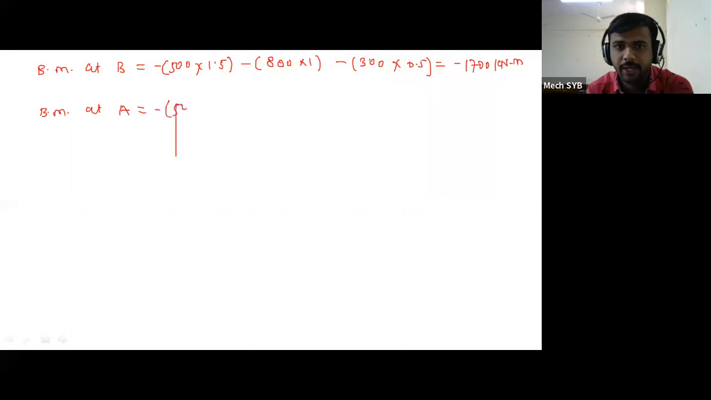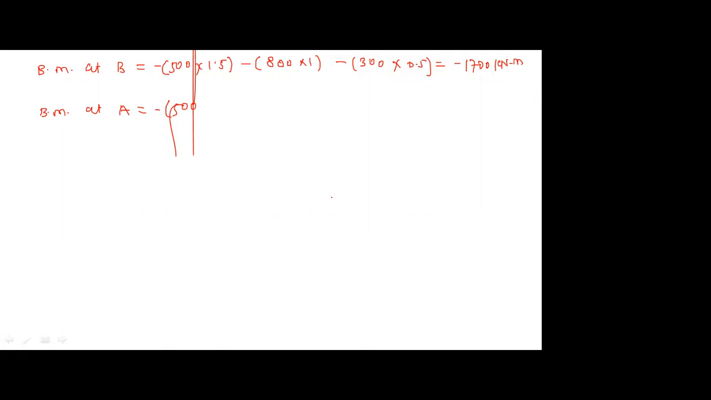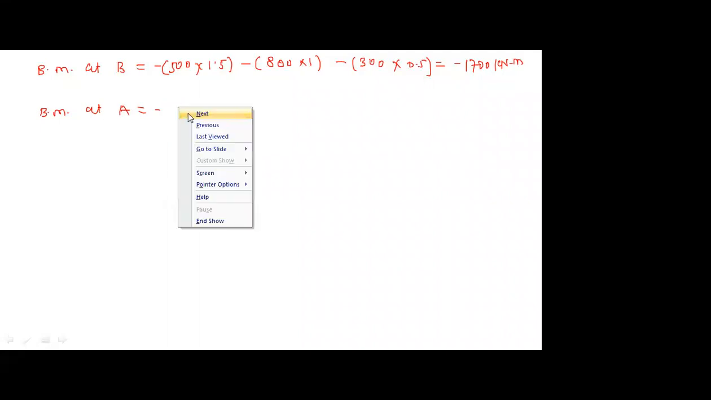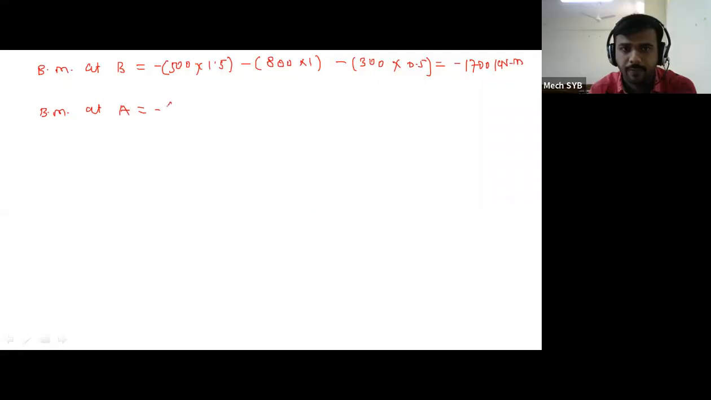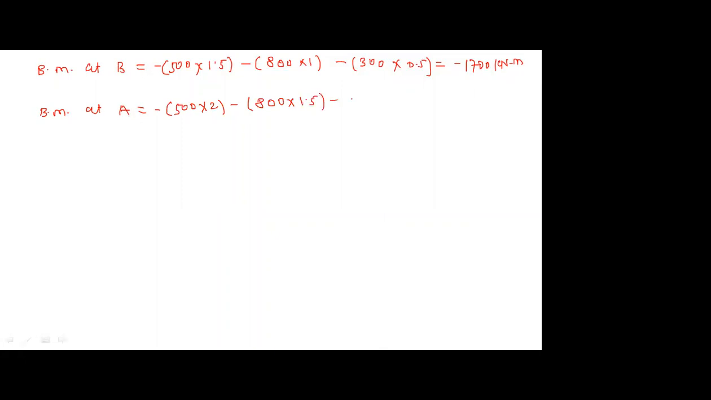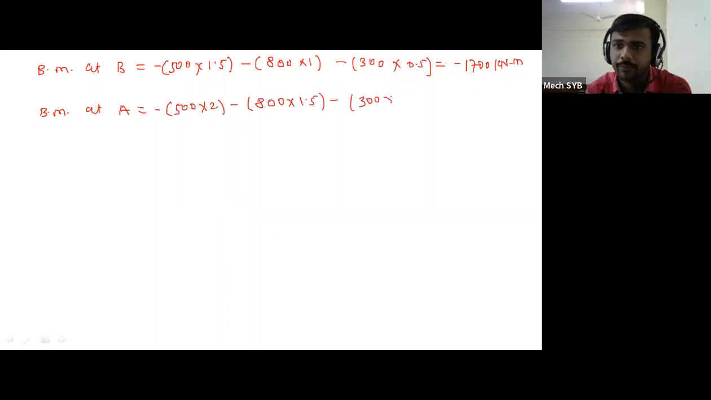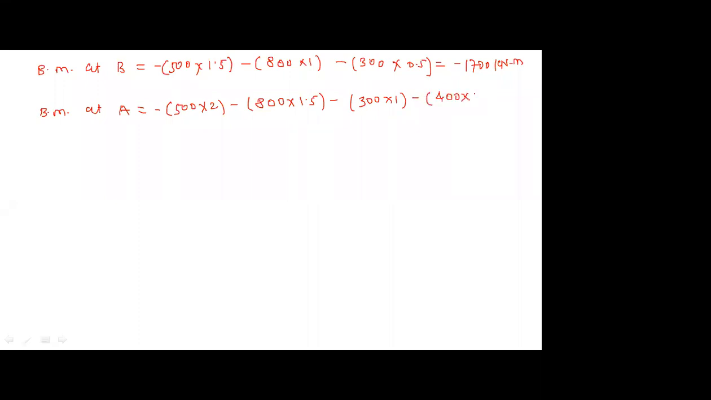Minus 500 into 2, minus 800 into 1.5, minus 300 into 1, and minus 400 into 0.5.